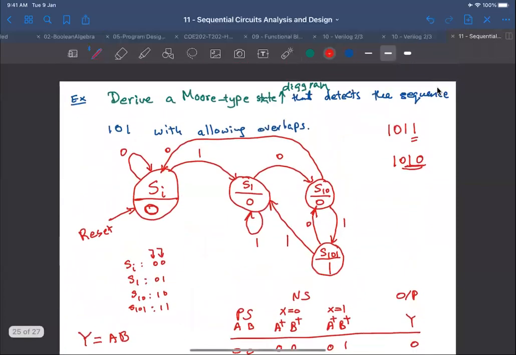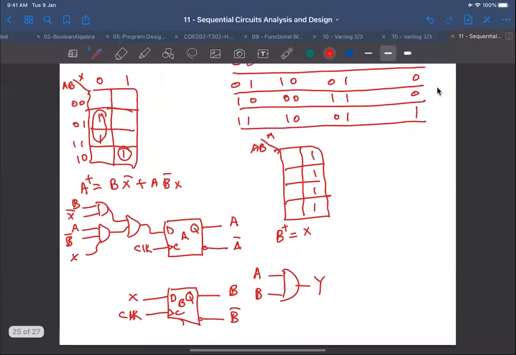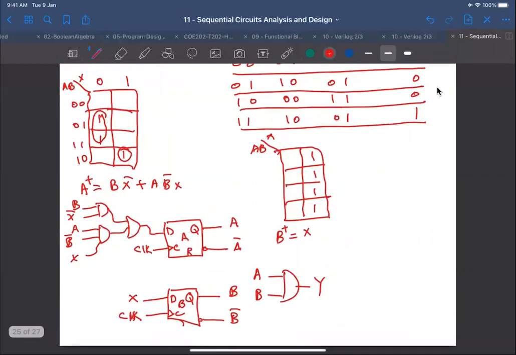All right. So the final thing is the reset. Any question?